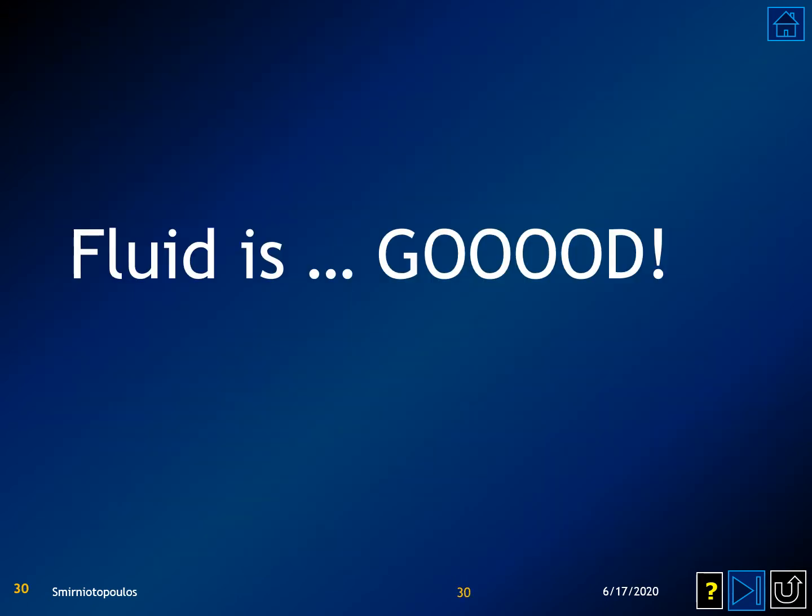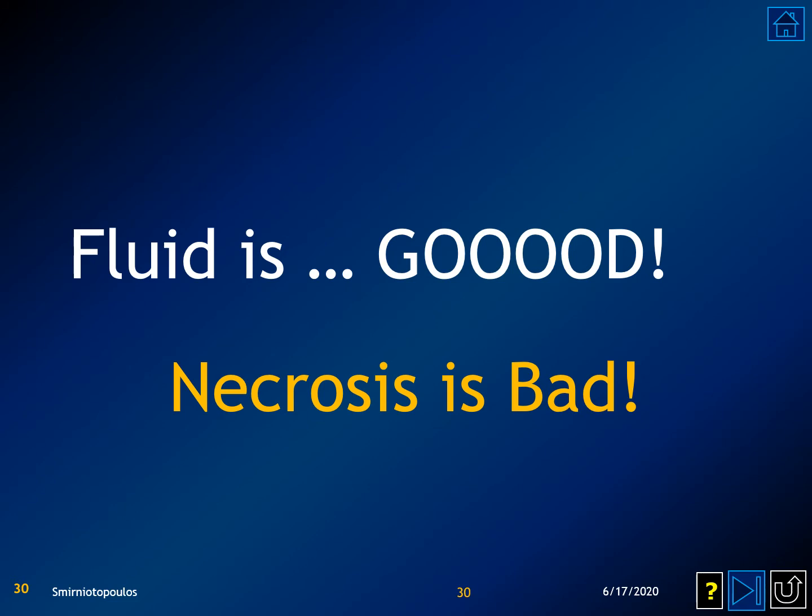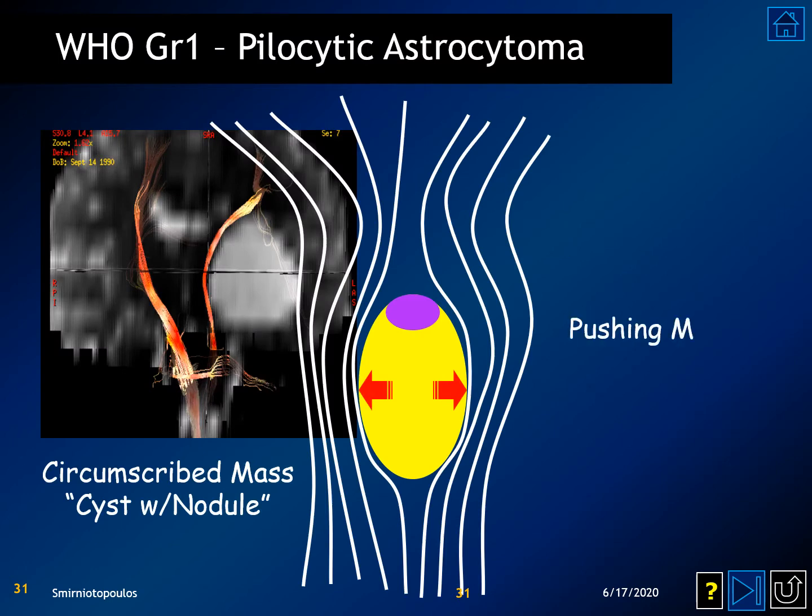As a pathologist once told me, when you have a heterogeneous lesion, you must distinguish between fluid and necrosis. The pathologist always told me, fluid is good. Necrosis is bad. And I asked them what they meant. And what they meant was, if you have necrosis, it's typically a high-grade tumor, but almost all of the fluid-producing tumors are going to be WHO circumscribed lesions with a low grade of typically 1, but sometimes 2, and rarely 3. Again, the pilocytic astrocytoma has a pushing margin.